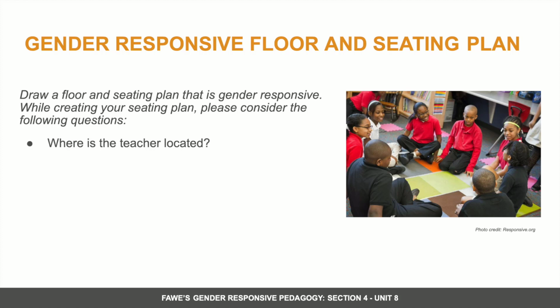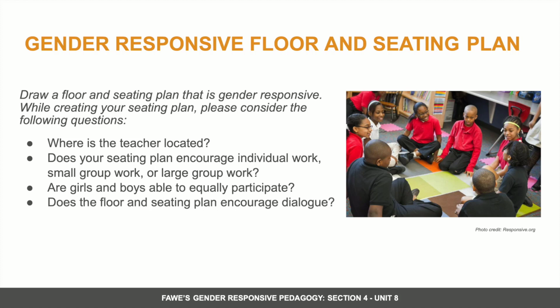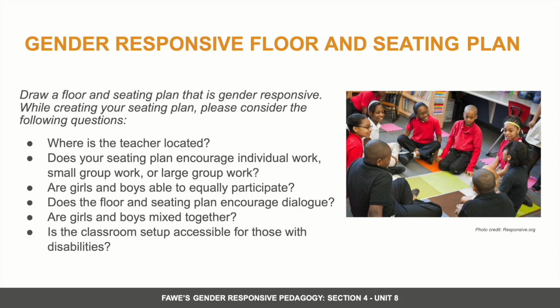Where is the teacher located? Does your seating plan encourage individual work, small group work, or large group work? Are girls and boys able to equally participate? Does the flow and seating plan encourage dialogue? Are girls and boys mixed together? Is the classroom setup accessible for those with disabilities? When you have completed your drawing of a gender-responsive floor and seating plan, kindly upload it here.